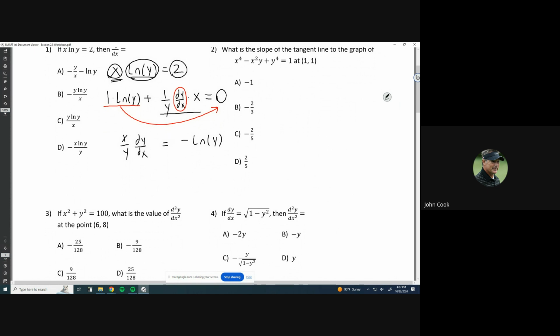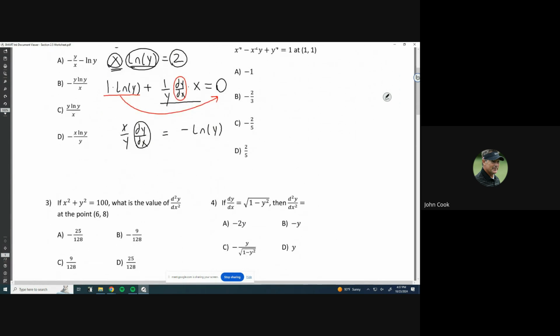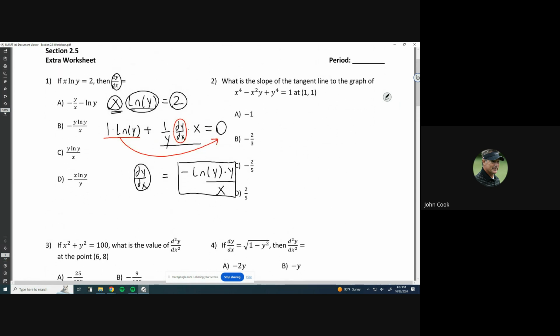So if I need to get dy dx all by itself, because that's what I'm solving for, what I would do is divide by x over y. In other words, multiply by the reciprocal. So I'm going to multiply by y over x. And that's going to be my derivative, because it cancels out and gives me dy dx by itself. So I just look for the one that looks like this or pretty close to it. Looks like B is going to be the one that I want. So that's number one.